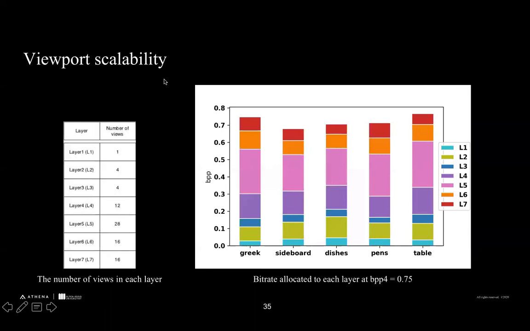In terms of viewport scalability, the number of views in each layer is given in this table, and the allocated bitrate to each layer at BPP equal to 0.75 is shown in the right figure. For example, when we want to transmit only 0.3 BPP, then we can transmit only layers 1 to 4, and we can skip layers 5, 6, and 7. So we are much more flexible when we make all the views dependent on each other.